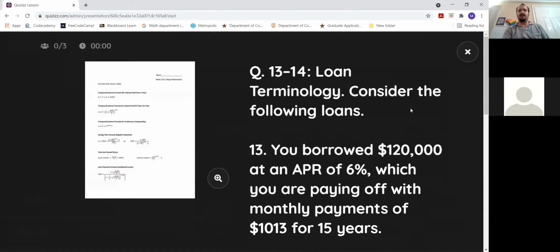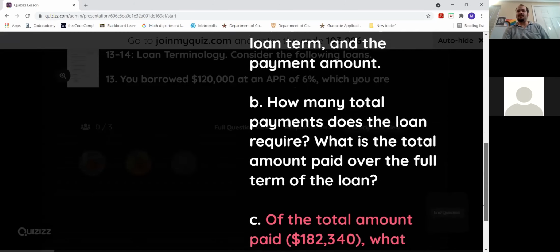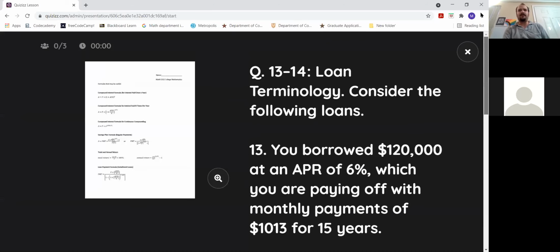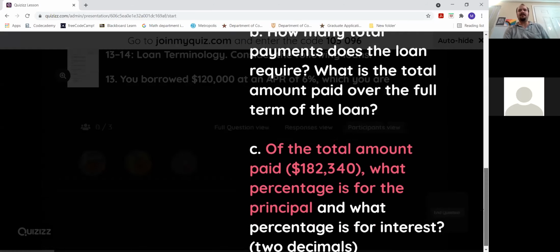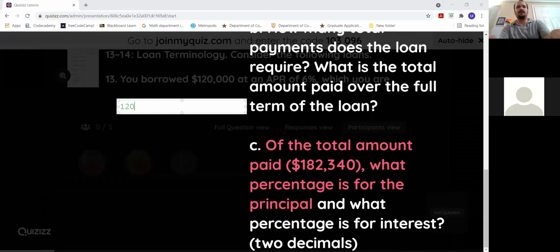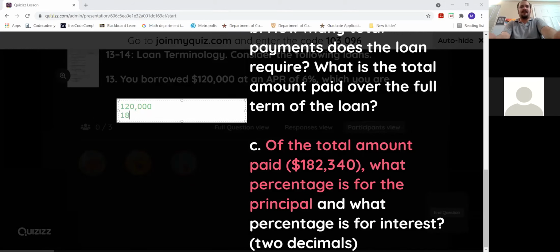And then the last part. So this part might be a little tricky. Of the total amount paid, what percentage is for the principal? So I think this part is more straightforward. Maybe the other part is what I'm thinking about. But 120,000 is your principal. Okay. So just a reminder, 120K is your principal, and we want to know what percentage that is out of what, 182,340?